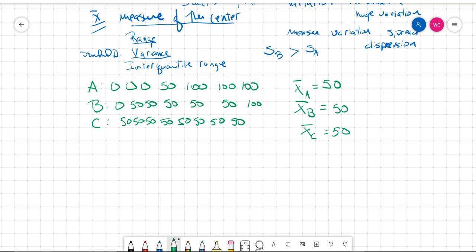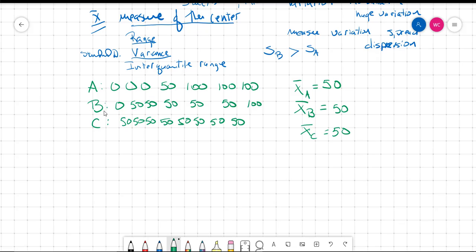But there are some major differences between A, B, and C. Just because they all have the same mean doesn't mean that the data sets are the same. There are some significant differences between them. So what's the variation in C? Well, there's no variation in C, right? Everything is exactly the same. They're all 50s.